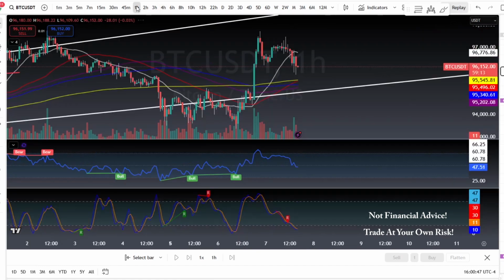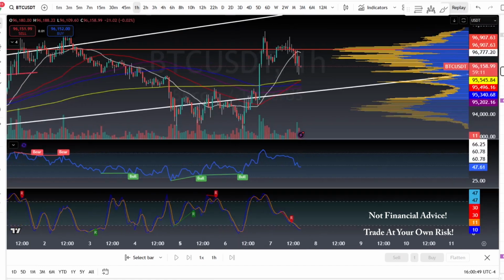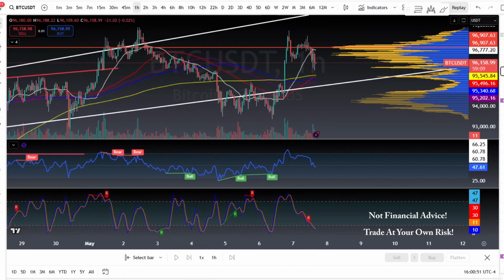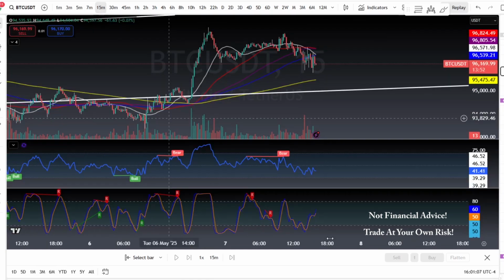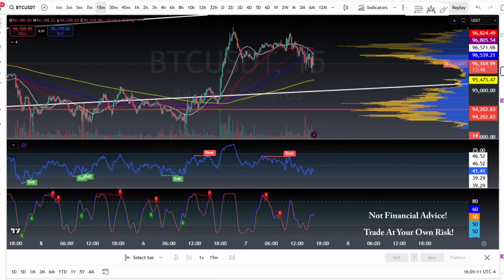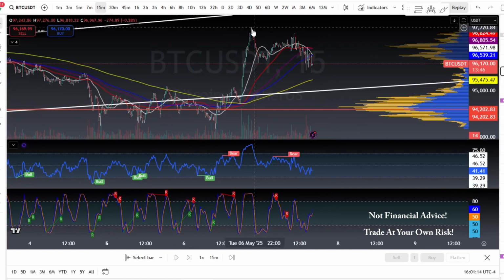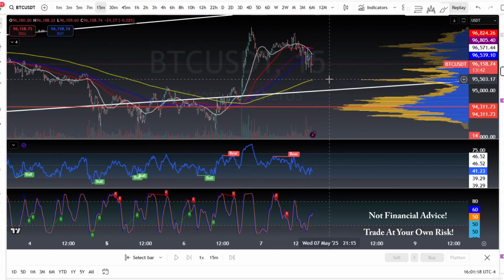And if we go to the 1-hour chart, we lost the 21-day moving average, but we are above the 200-day moving average. The stochastics are starting to get low, so as long as we can stay above the 200-day moving average, I remain bullish. So right now it looks like the support is going to be about 95,500. Let's take a look at the 15-minute. On the 15-minute, the stochastics are on the way up, and this kind of looks like some type of flag, but it's hard to say.